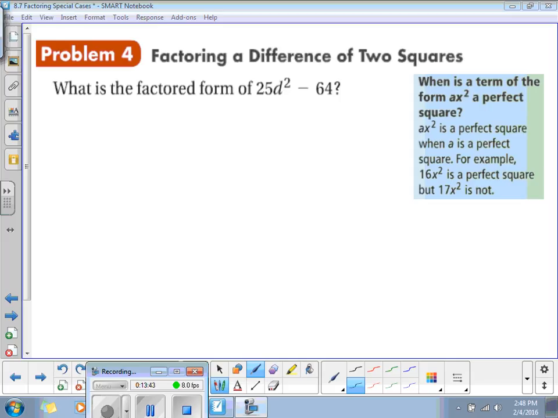All right, so problem 4 is again factoring a difference of two squares. The only difference with this one and the one we just did is that we have a coefficient in front of the first term. It's the only difference. Okay? So we're going to find our A. So A is equal to the square root of the first term, right? The first term is 25b squared.